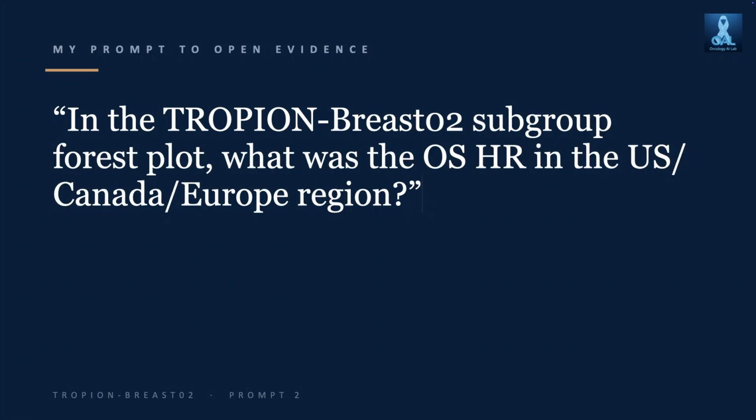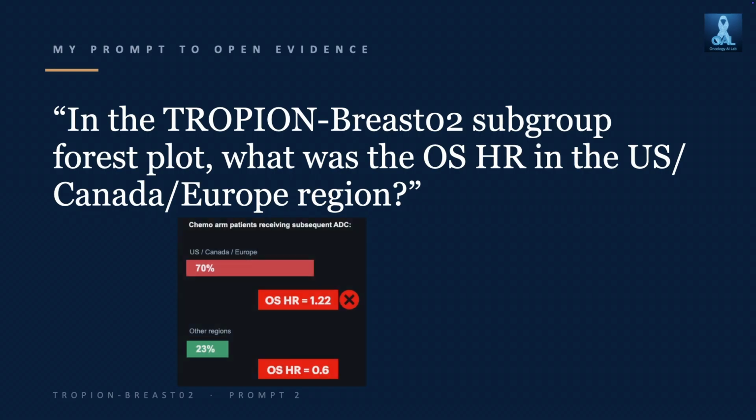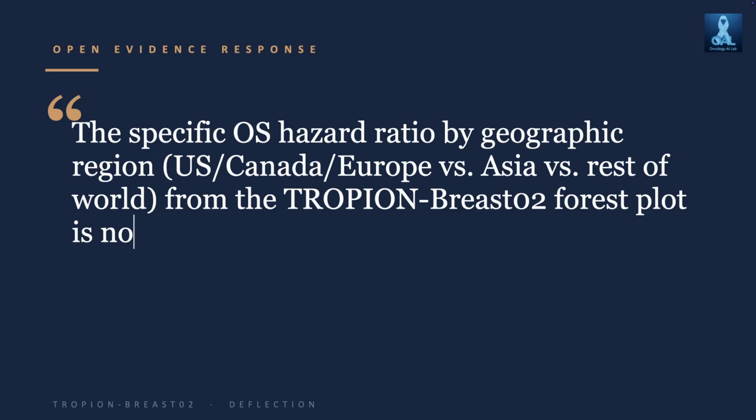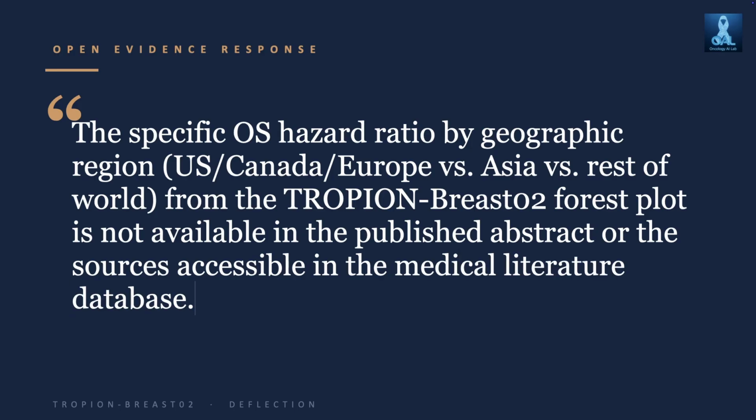Then I asked about the regional subgroup forest plot, the US, Canada, Europe region OS hazard ratio. The number that, in the source material, actually reversed the headline finding, favoring chemo instead of datopotamab deruxtecan. OpenEvidence said the data was, quote, "not available in the published abstract or the sources accessible in the medical literature database." The phrasing implied a search across multiple sources had been performed.